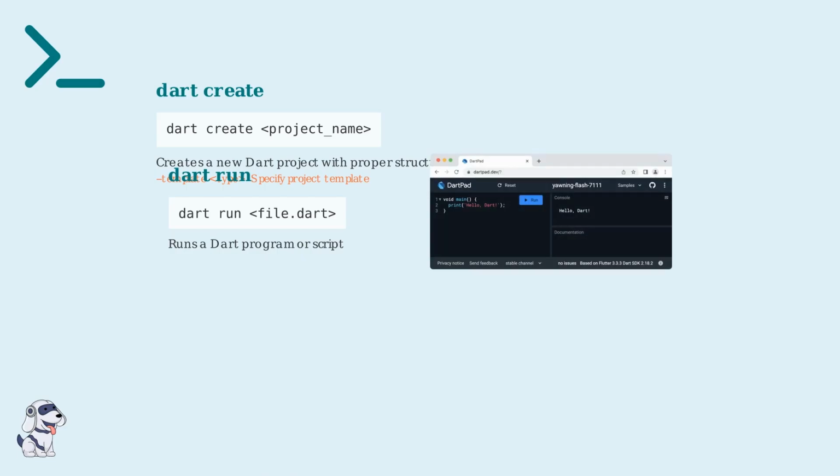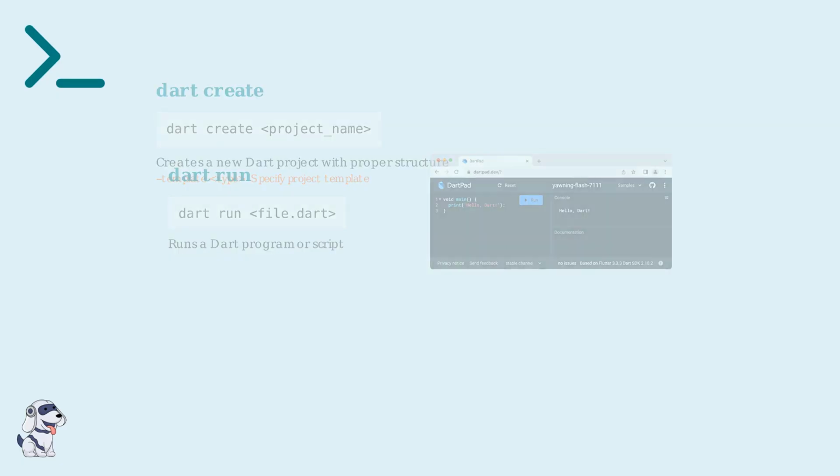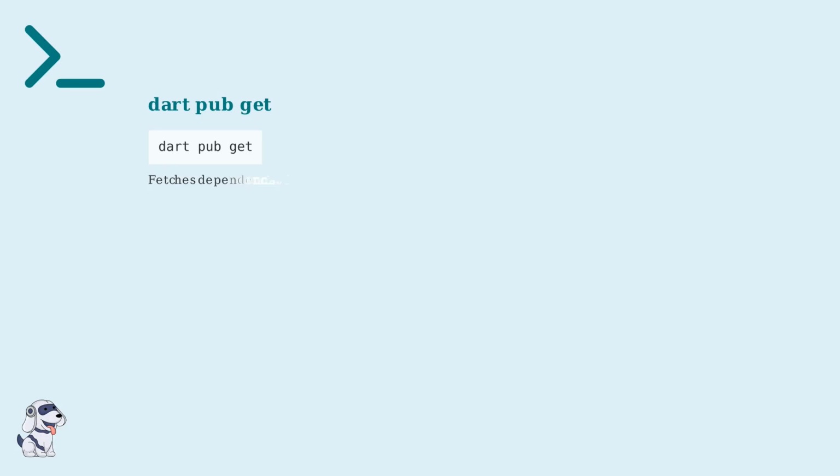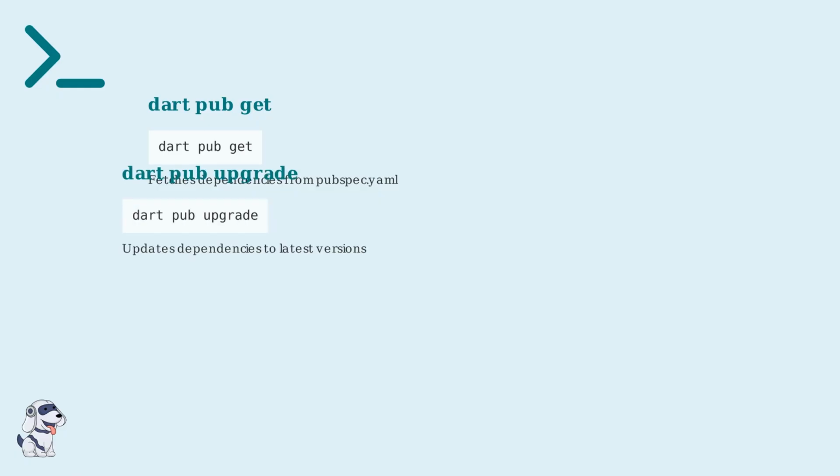Here we can see DartPad, an online environment where you can run Dart code directly in your browser. The Dart run command works similarly in your local development environment. The Dart pub get command fetches all dependencies listed in your pubspec.yaml file. This is essential after adding new packages to your project. The Dart pub upgrade command updates your project dependencies to their latest compatible versions, helping keep your project current with security updates and new features.